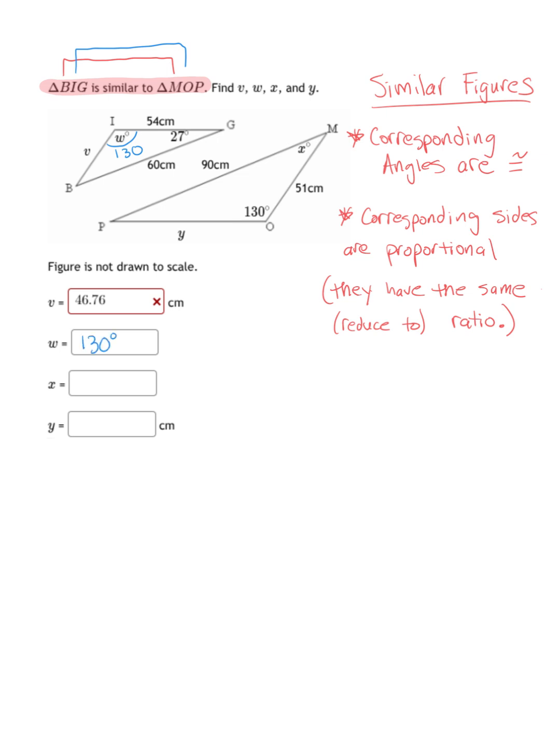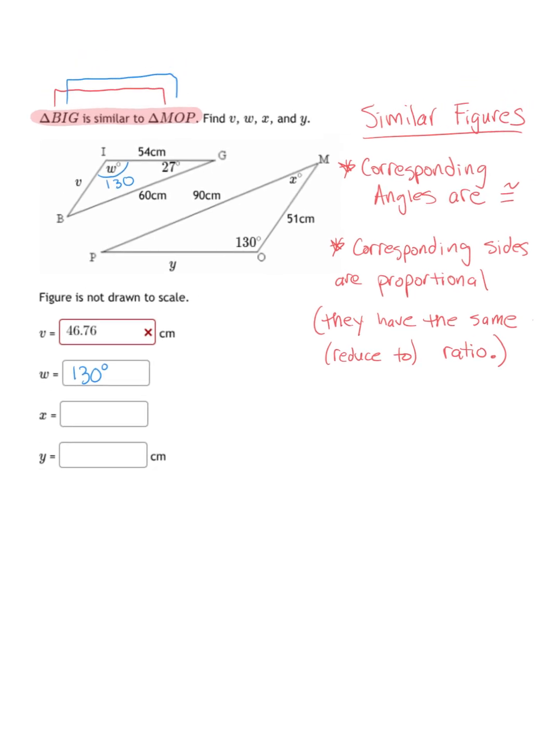Okay, and then finally that last spot in each one, G corresponds with P. So G is 27. That means that P is also 27. Corresponding angles are the same. So this angle here is 27. Now, the other angle that you're missing right here, of course, is angle X. Angle X, X degrees, that's M. M is the first spot here, so that corresponds with B. We know that these two are the same.